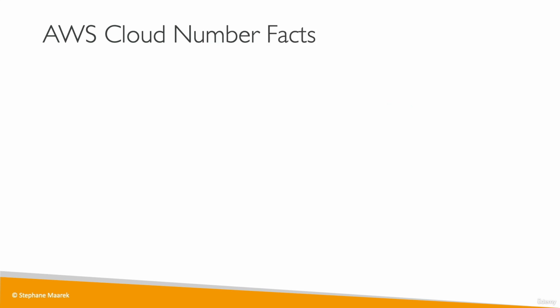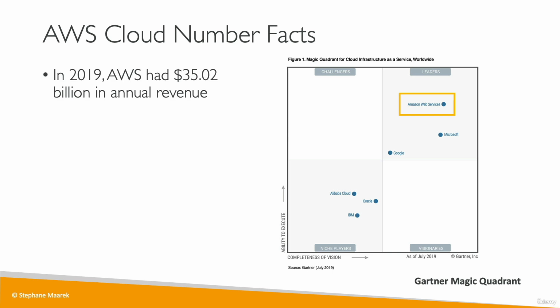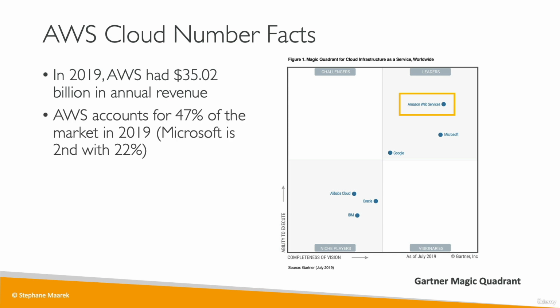Now, let's look at where AWS is today. If we look at the Gartner Magic Quadrant, which ranks the cloud providers, we can see AWS is in the top right corner, which is a leader. It's able to execute really well, and it has a really great completeness of vision. It is followed closely by Microsoft and Google, but still, in 2019, AWS had $35 billion in annual revenue, which is huge, and accounted for 47% of the market in 2019, with Microsoft being second with 22%.